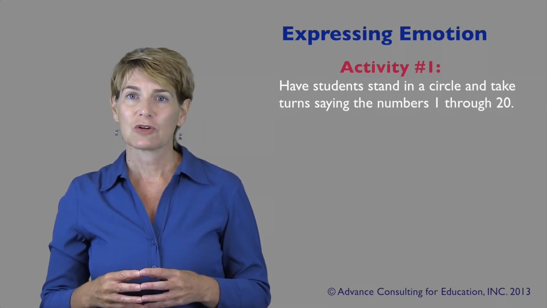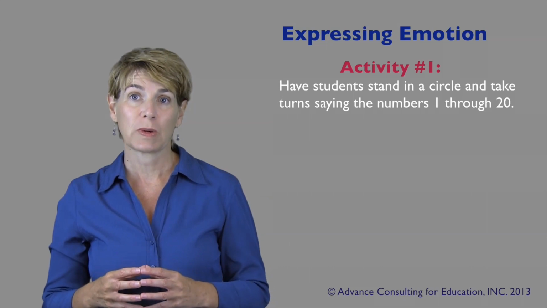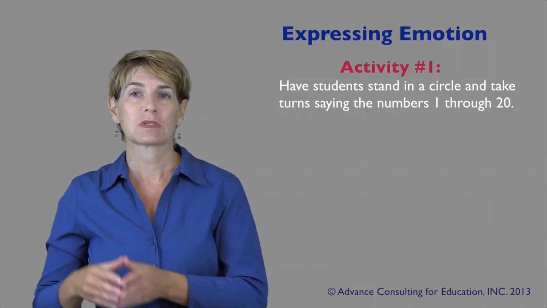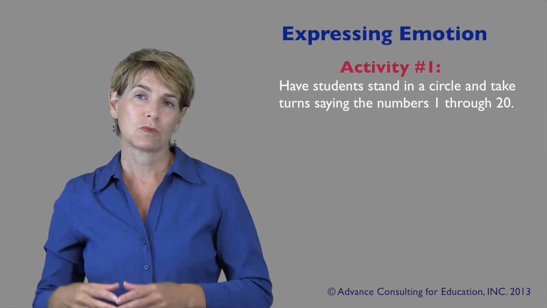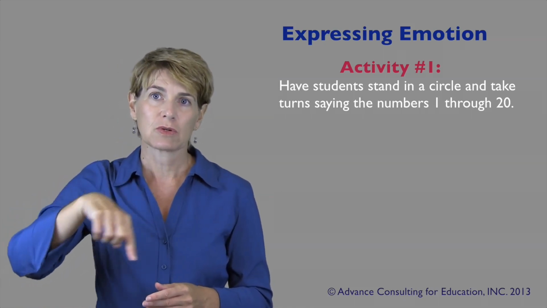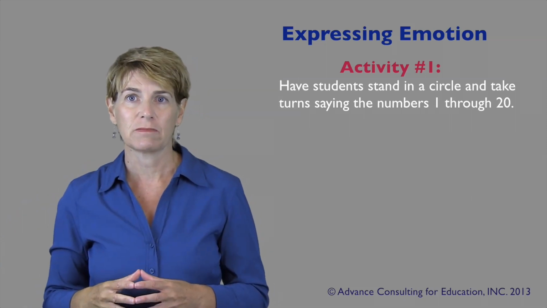Students are going to take turns saying the numbers 1 through 20. So the first student will say the number 1, and the second student will say the number 2, and the third student will say the number 3, and so on. And just keep going around and around the circle until you decide to stop the activity.